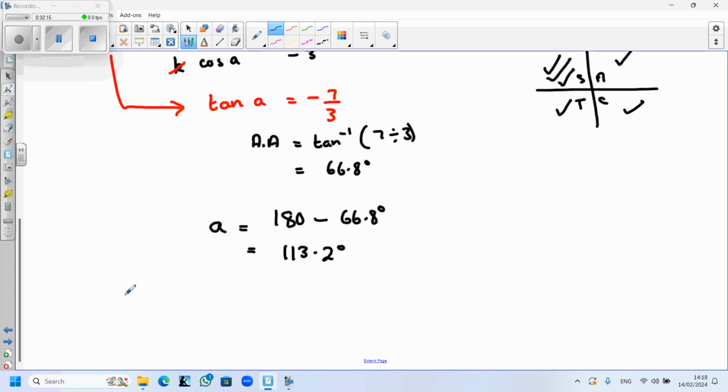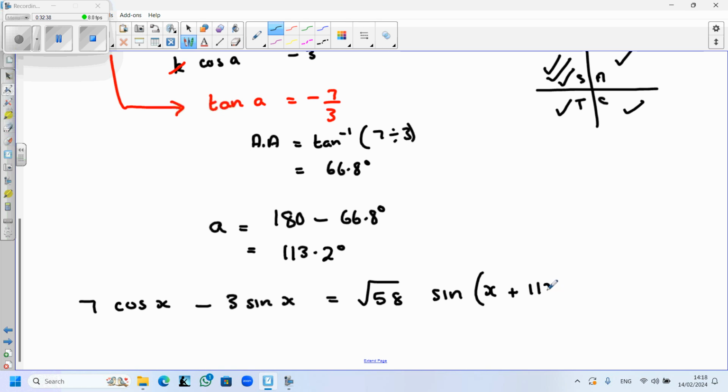113.2 degrees. So when I go back and put it all together, I've got 7 cos x minus 3 sine x, that's back to the question, and that's all equal to k, and k was √58, and the option was sine, so it's sine x plus A, so it's x plus 113.2 degrees, and that's the wave function completed, part 1.